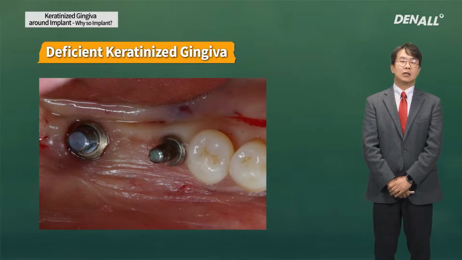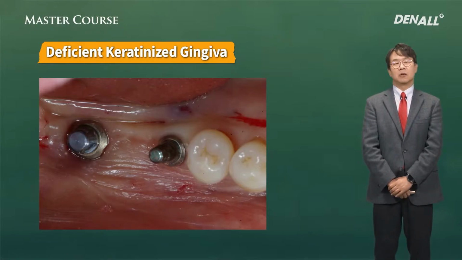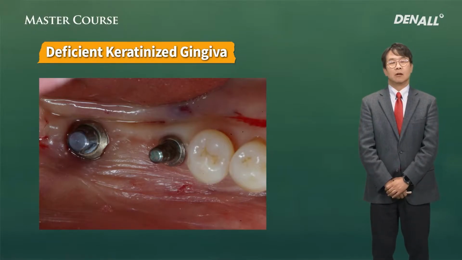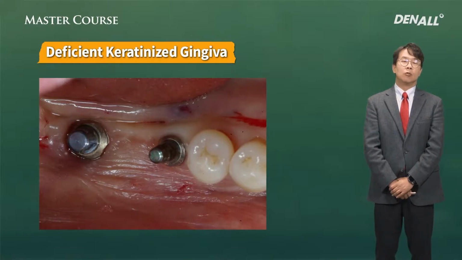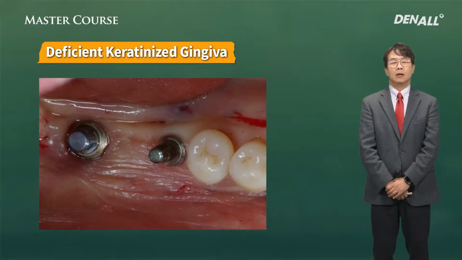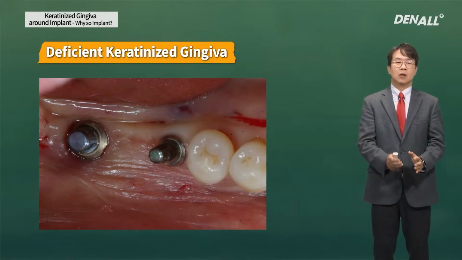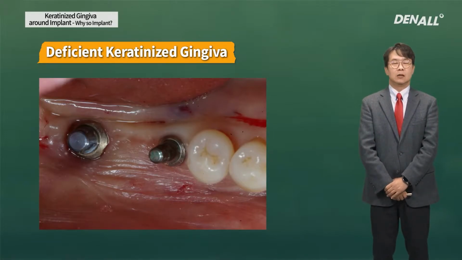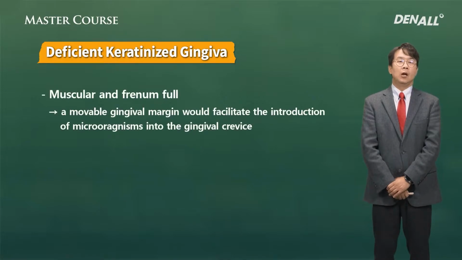Here, the patient doesn't have sufficient keratinized gingiva. What does the patient feel about it? The implants were removed due to peri-implantitis. Is it related to the deficient keratinized gingiva? If the patient cannot have good oral hygiene, apart from the controversy regarding the role of keratinized gingiva, it is important to have that for oral hygiene.